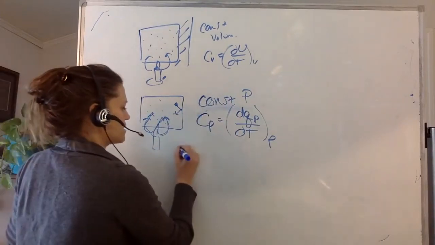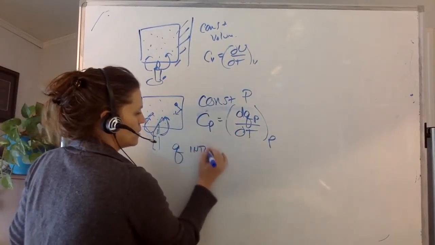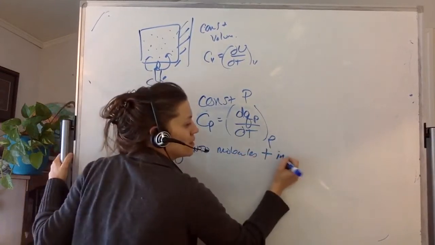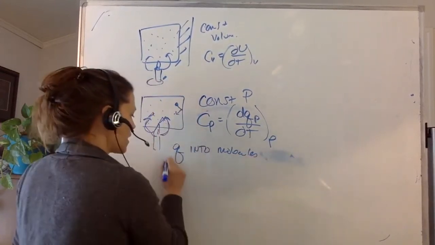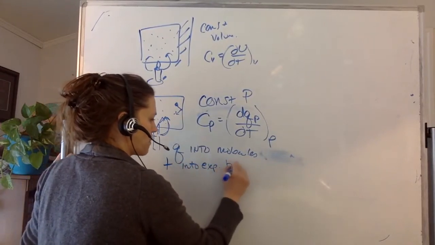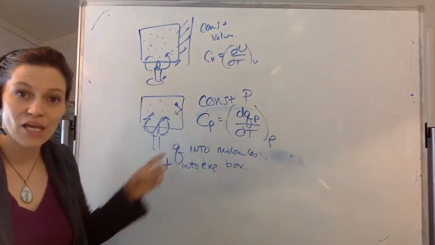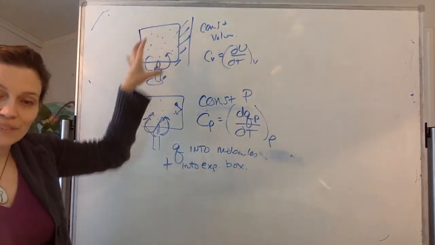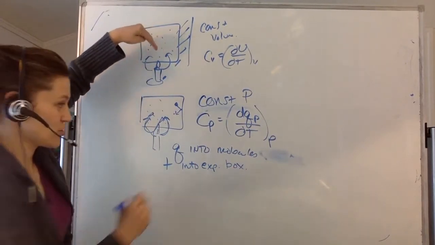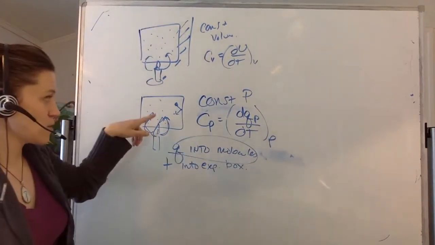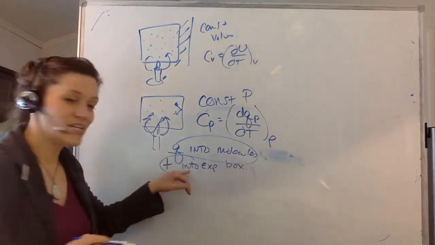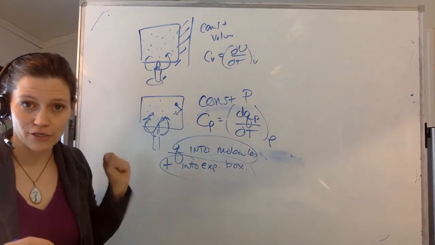So we've got heat Q going into the molecules and, actually I'm going to write it down here, plus into expanding the box. Okay, two different types of heat. One goes into the molecules, which is really just this one. The other one goes into expanding the box, which is this additional bit under constant pressure conditions.